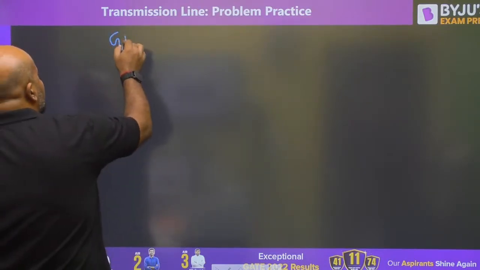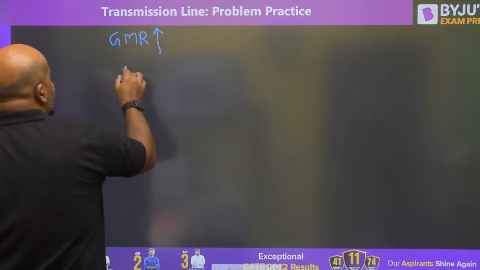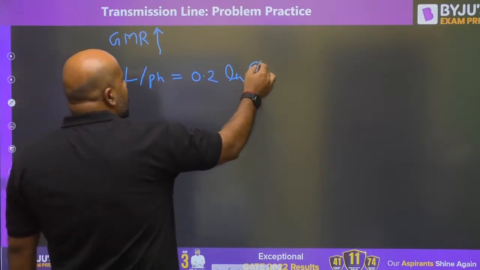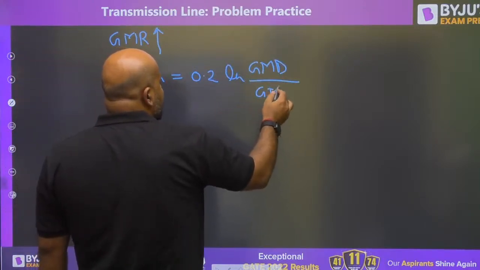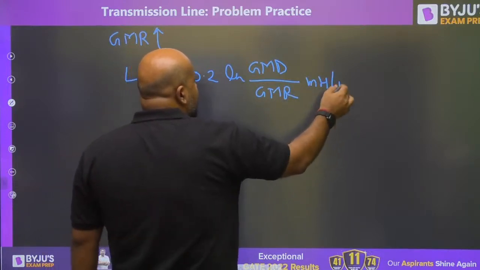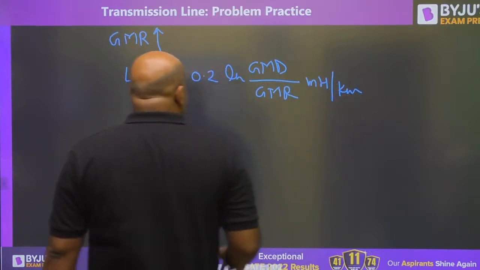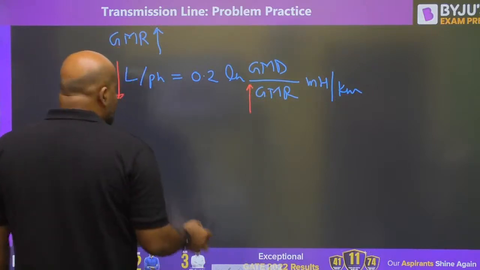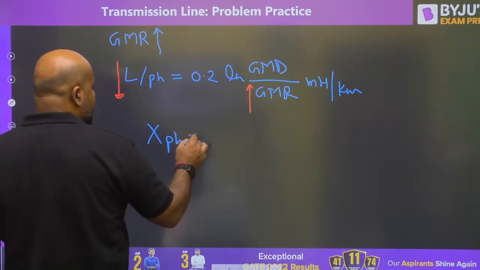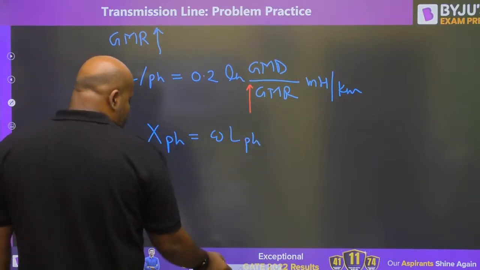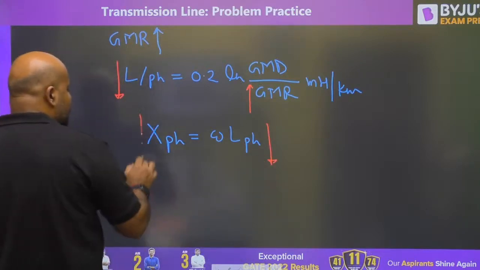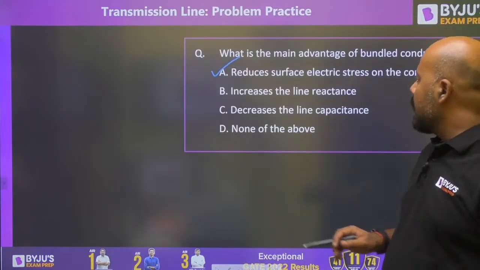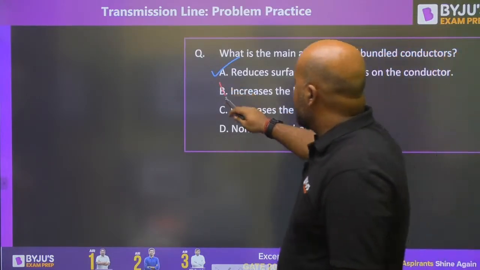You are saying by using the bundled conductors, you are increasing the GMR. What is the inductance per phase? In general, what is the formula? It is 0.2 ln GMD upon GMR, in millihenry per kilometer. So if you are increasing the GMR, definitely the L per phase is going to be reduced. This L per phase gives you the reactance, that is omega L. So if the inductance is reducing, definitely the inductive reactance is also going to be reduced. But in the question statement, he is saying that line reactance is increased, which is wrong.